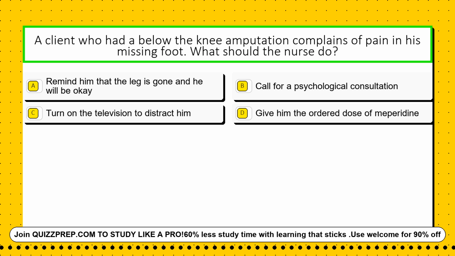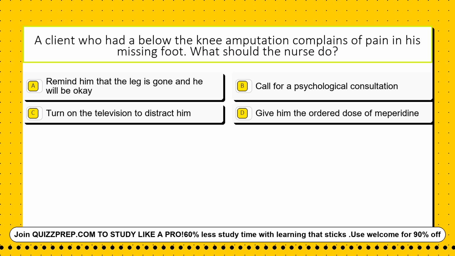Question 47. A client who had a below-the-knee amputation complains of pain in his missing foot. What should the nurse do? Option A. Remind him that the leg is gone and he will be okay. Option B. Call for a psychological consultation. Option C. Turn on the television to distract him. Option D. Give him the ordered dose of meperidine.